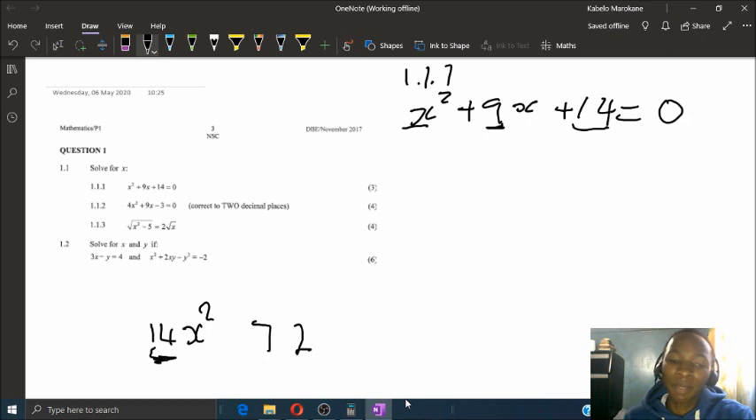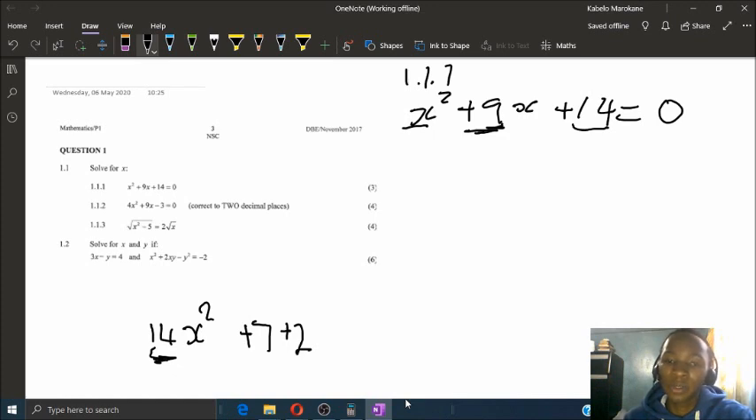Remember that the biggest number of these factors should take the sign of the middle number, the sign of 9. So the big number is 7 and it should take the sign of the middle number. In this case this is a positive equation, so all of these numbers will be positive, because 7 plus 2 will give us 9, and positive 7 times positive 2 gives us positive 14.